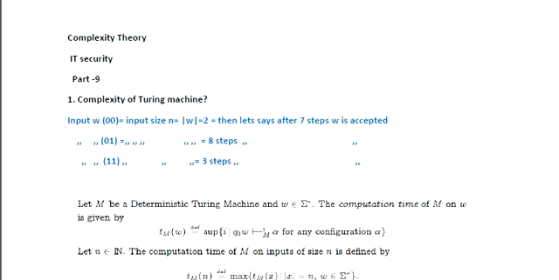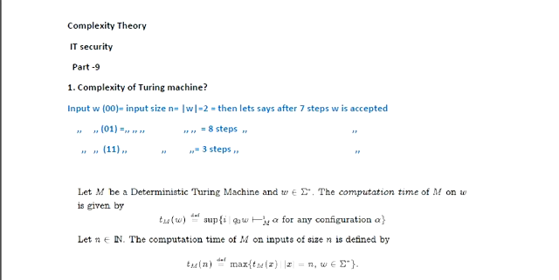Now if we have n which belongs to the natural numbers, then the computational time of M on inputs of size n is defined by T_M(n), the maximum of T_M(x), such that the cardinality of x is equal to n, where x belongs to sigma star, and you can say x is also an element of W.